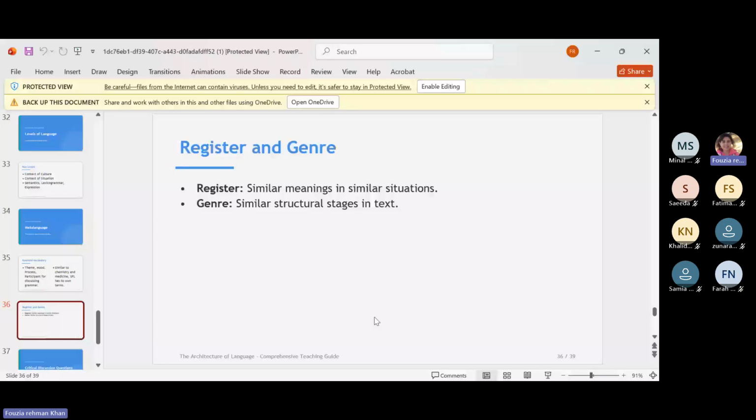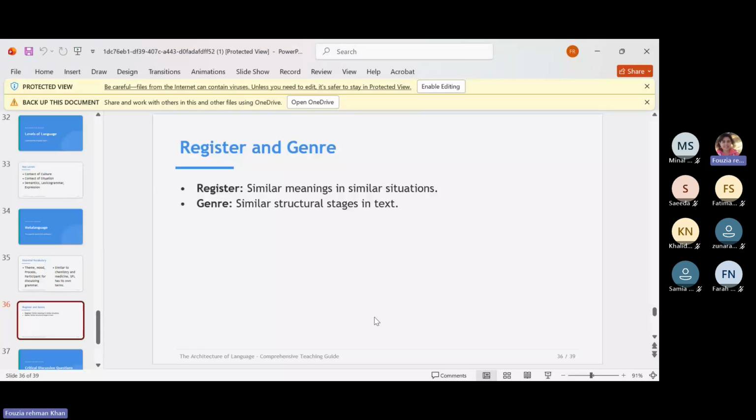So they will have similar structural stages, whereas register will have similar meaning, similar understanding of words, of jargon. So this is the difference between register and genre. You need to remember this difference. And the 3 things that we have done lately were related to register.